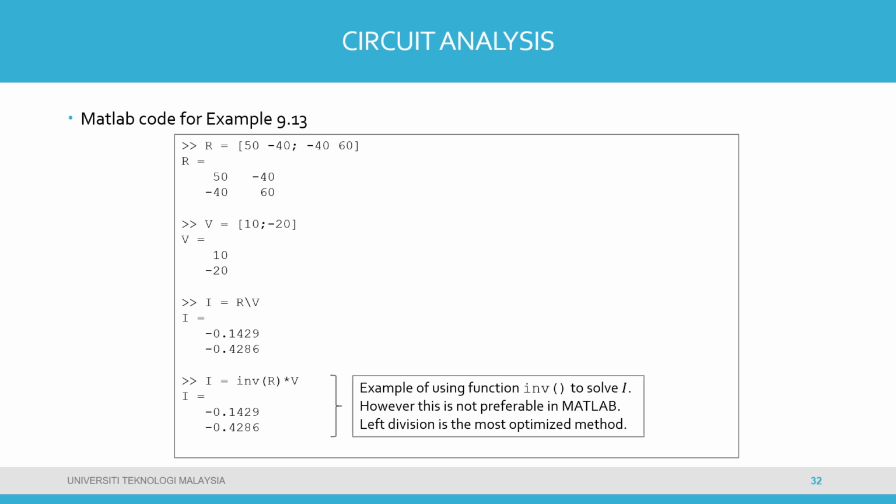So this is the code. Okay, so you see here, this is the code. And then this is the voltage. Of course you need to make sure it is a column vector, and of course you use the backslash, and you get the current. Or another way, of course, you remember the inverse: invert R, so you can use that also. It will show the same answer.